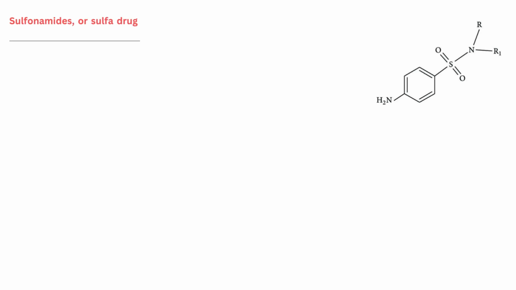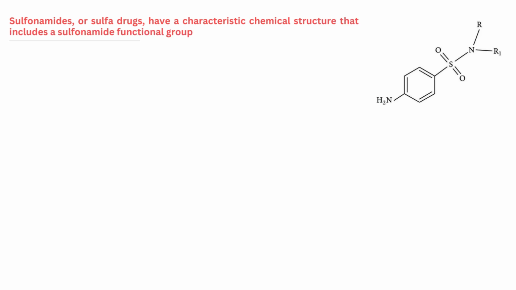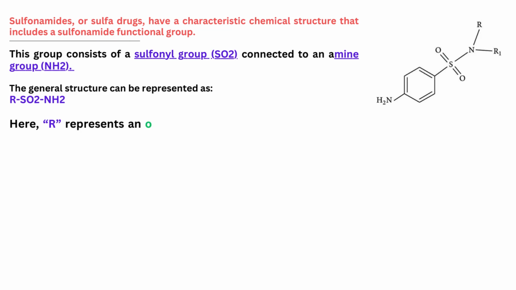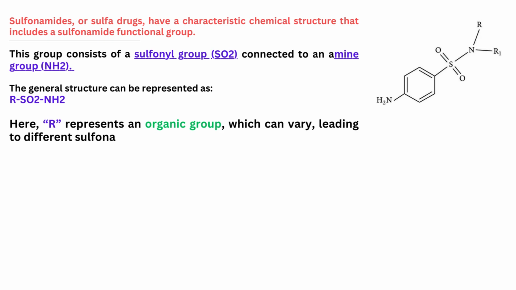And regarding the chemistry of sulfonamides, the sulfur drugs have their own characteristic chemical structure that includes the sulfonamide functional group. This group consists of a sulfonyl group which is connected to an amine group. The general structure of the sulfonamides is as follows. Here the letter R represents an organic group which can vary, leading to different sulfonamide compounds.